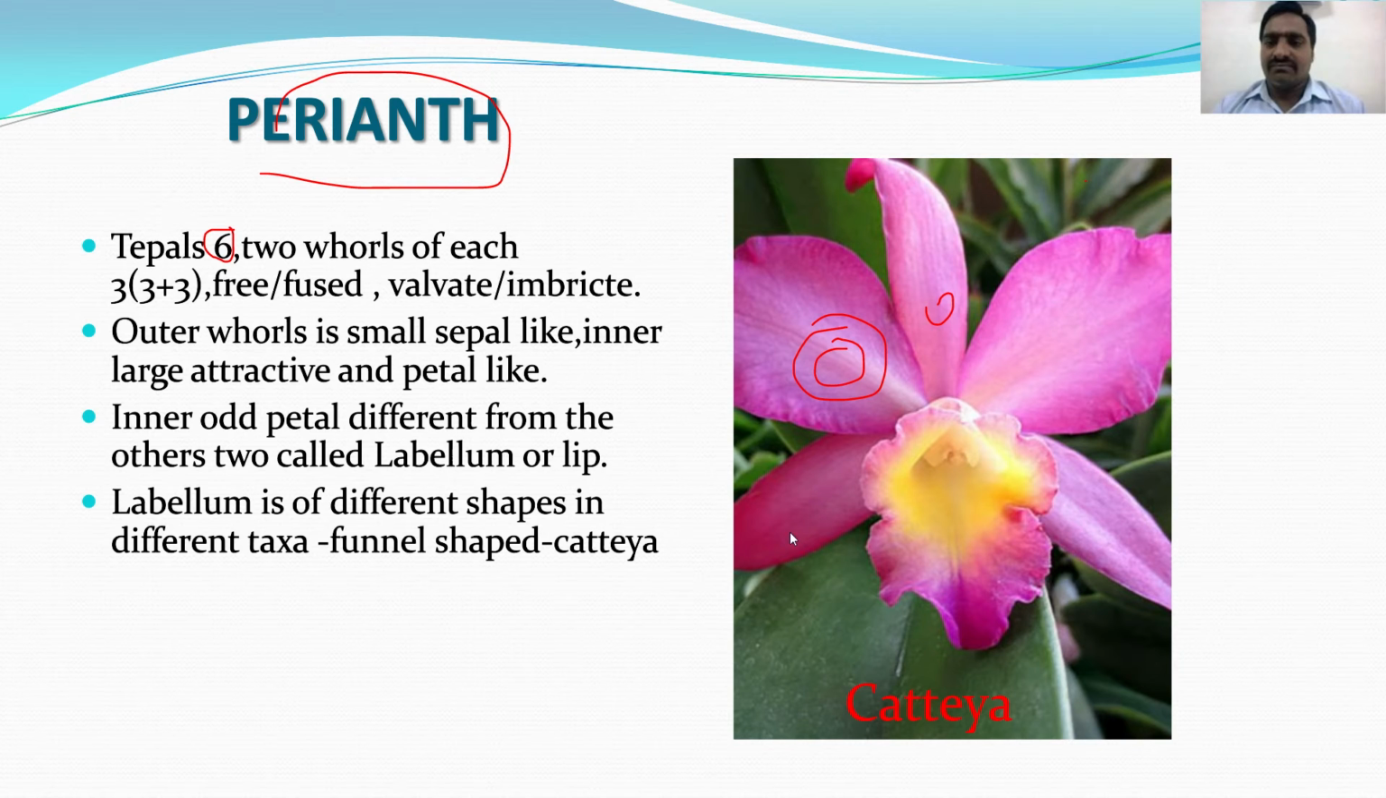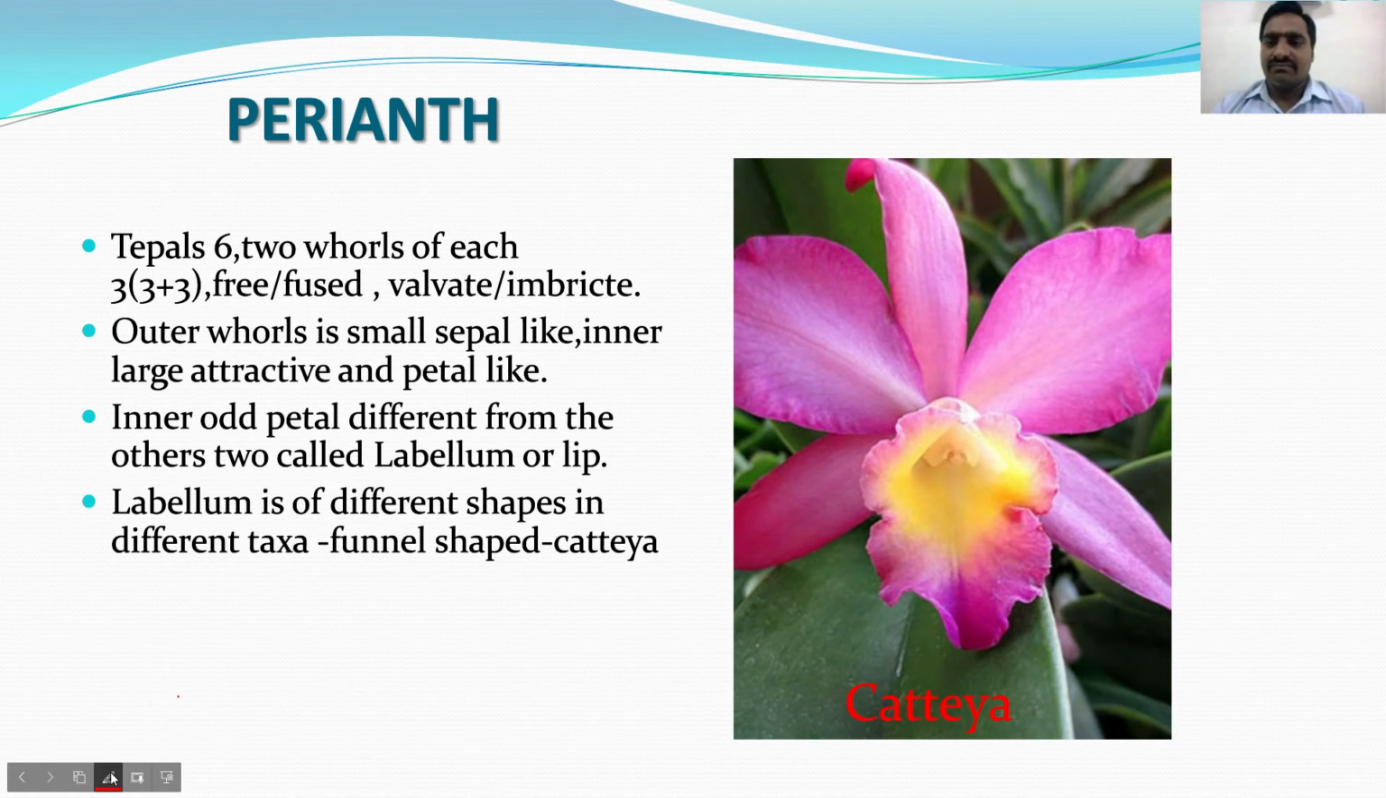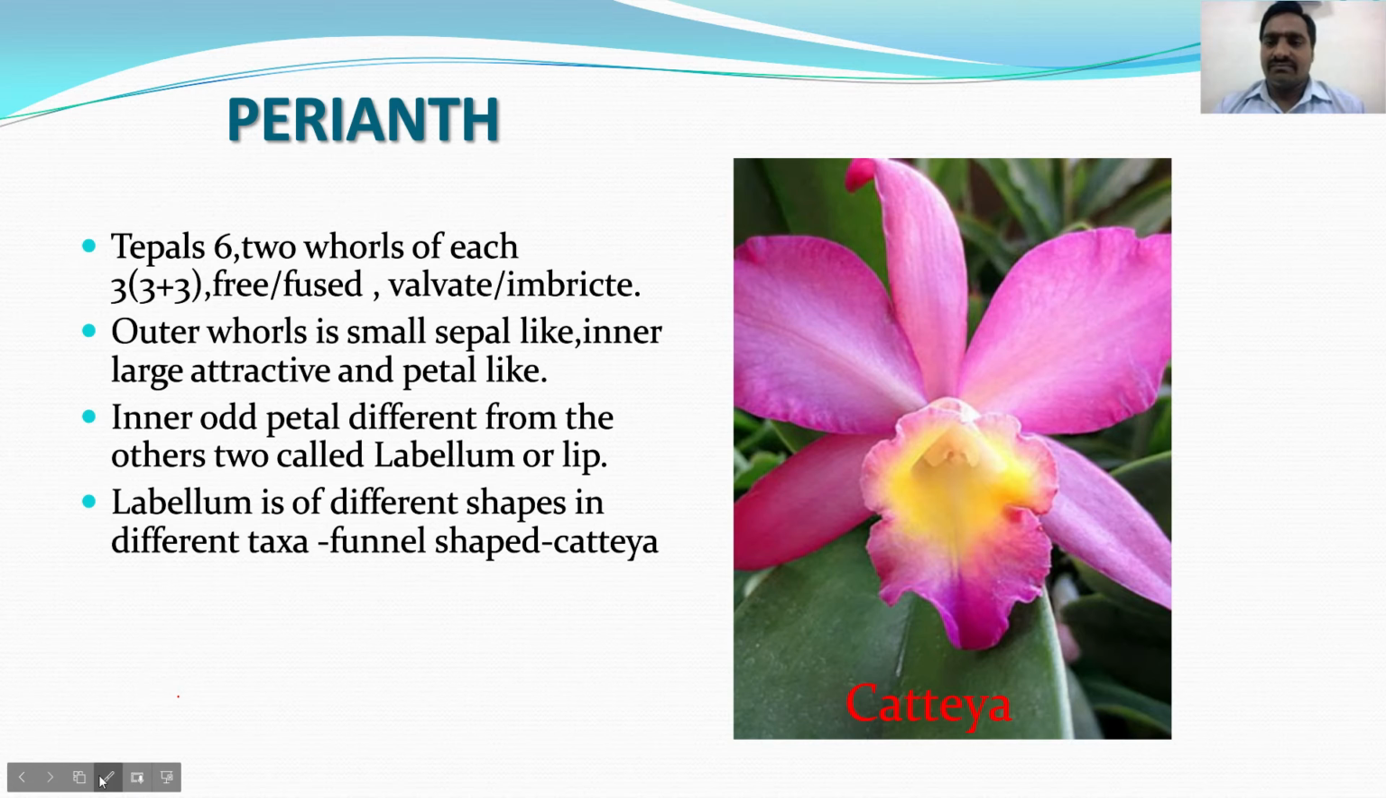The outer whorl is very small, sepal-like structures. The inner whorl is large in size and attractive, petal-like structures. These are the inner whorl. Next, the inner odd petal is different from the other two petals. You can observe this. This is the odd one petal. It is different from the other two. This petal is called labellum or lip.